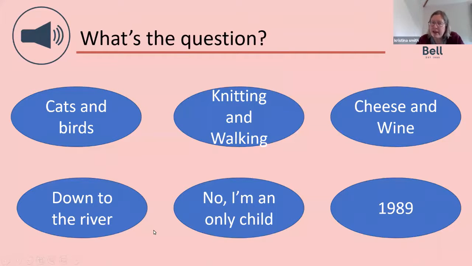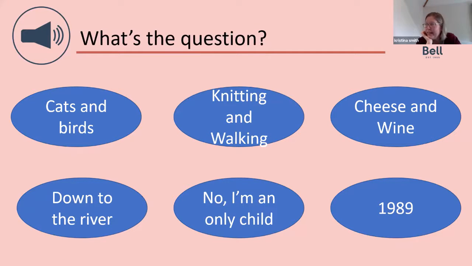All right. So we are going to practice coming up with the questions for this. So what do you think the second question might be? Knitting and walking. Oh, I like that. What's your favorite hobby? What do you do in your spare time? We would probably say, what do you do for fun? Great. What about the third one? Cheese and wine. What was the question? What do you like to do to relax? What are your hobbies? What do you usually do in your free time? Great questions. A perfect match. Yes, they are. Cheese and wine.